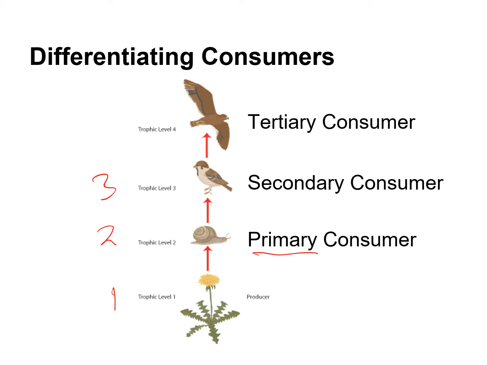Then you have trophic level 3 and trophic level 4, which are going to have the secondary and the tertiary consumer. You could have a quaternary consumer too. Those would be even higher up on this food chain that you're looking at here. Basically, you're talking about the things that are going to consume the things beneath them in the food chain that you're seeing.